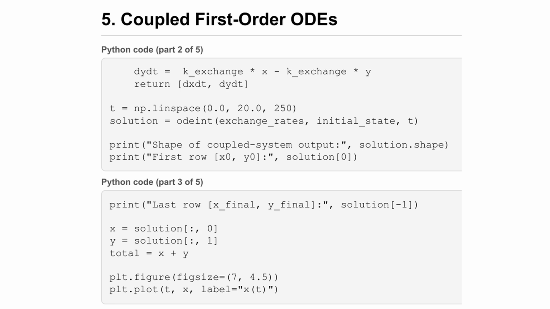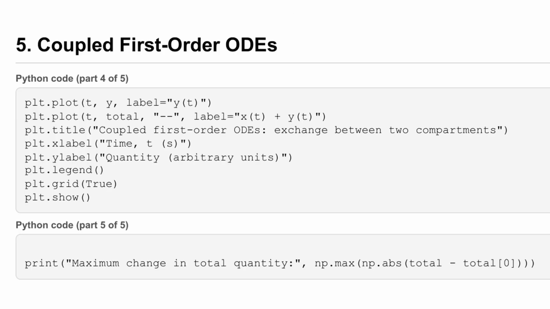We define an exchange rate function that unpacks the current state, computes the derivatives, and returns them as a list. We then call ODEnt and prepare to plot the individual quantities alongside their sum. This code displays the plot and calculates the maximum deviation in the total quantity. Since the model only transfers material between compartments, the sum should ideally remain constant.